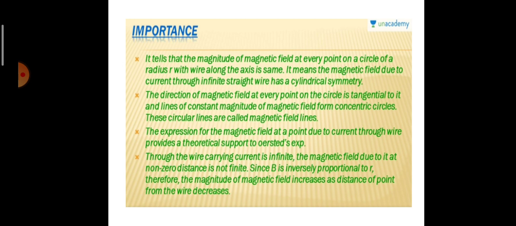The expression for the magnetic field at a point due to the current through the wire provides a theoretical support to Oersted experiment. Though the wire carrying current is infinite, the magnetic field due to it at a non-zero distance is not infinite. Since B is inversely proportional to r, the magnitude of magnetic field increases as the distance of point from the wire decreases.